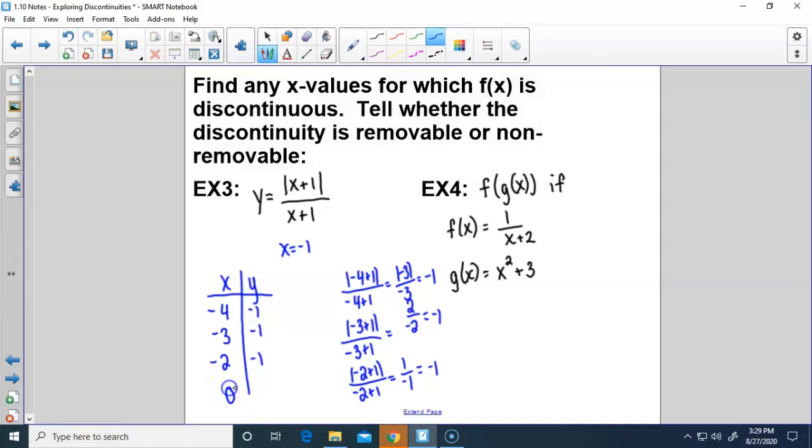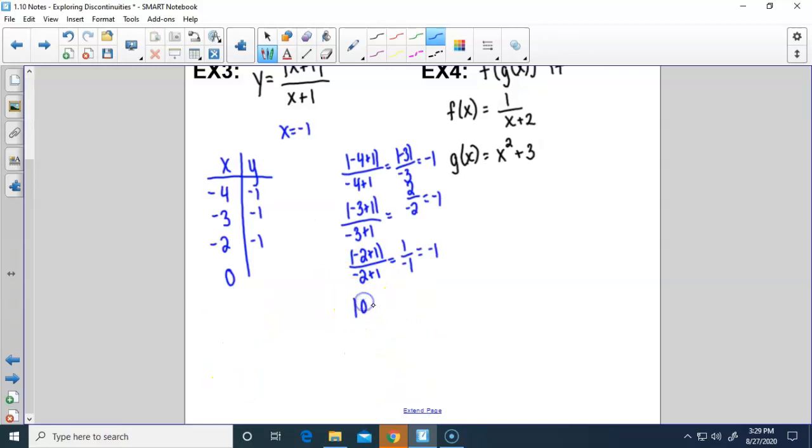If I plug in 0, I've got the absolute value of 0 plus 1 over 0 plus 1, so I'm going to get 1 over 1, which is +1. Let's plug in 1. 1 plus 1 over 1 plus 1. Of course, here we're getting 2 over 2, which is also 1. We can see that trend happening. It really is not going to matter what number we plug in; we're going to get 1 when we plug in those positive values.